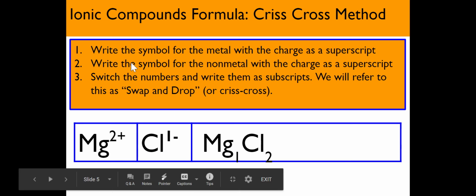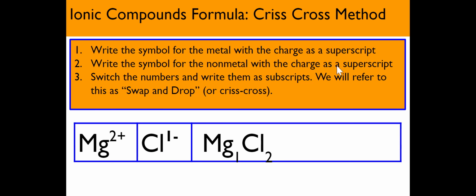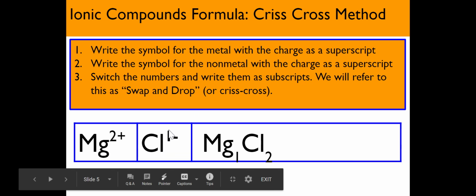So what we do is first, we write the symbol for the metal, which is magnesium, Mg, with the charge as a superscript. Magnesium always forms a positive 2 charge. It's in group 2 of the periodic table. Okay, and then the next thing you want to do is write the symbol for the non-metal with the charge as a superscript. One more time, write the symbol for the non-metal, which is Cl, to represent chlorine, and the charge is a -1 charge right on the top right corner as a superscript.